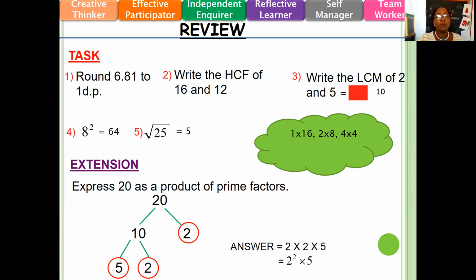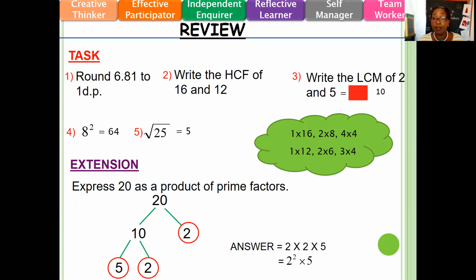Factors of 12. What do you think will be the first pair of factors that I am going to write down? 1 times 12, then 2 times 6, 3 times 4. I will not write down 4 times 3 after this because 4 is already there and 3 is already there. I won't write down 6 times 2 on that same line because 6 is already there and 2 is already there. So this is how we find factors.